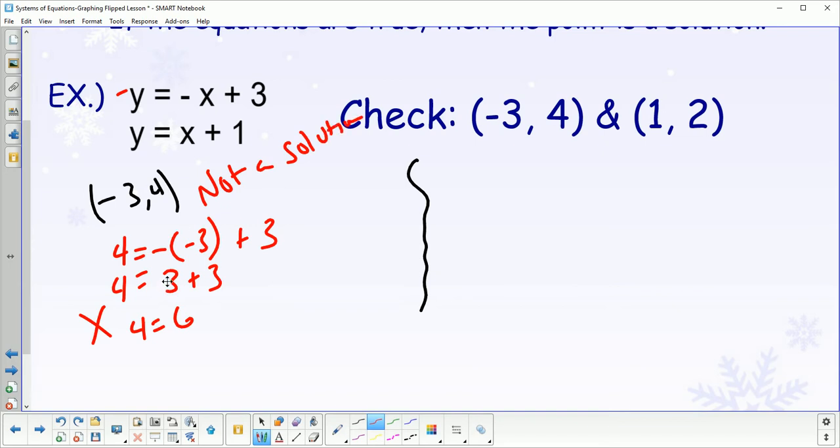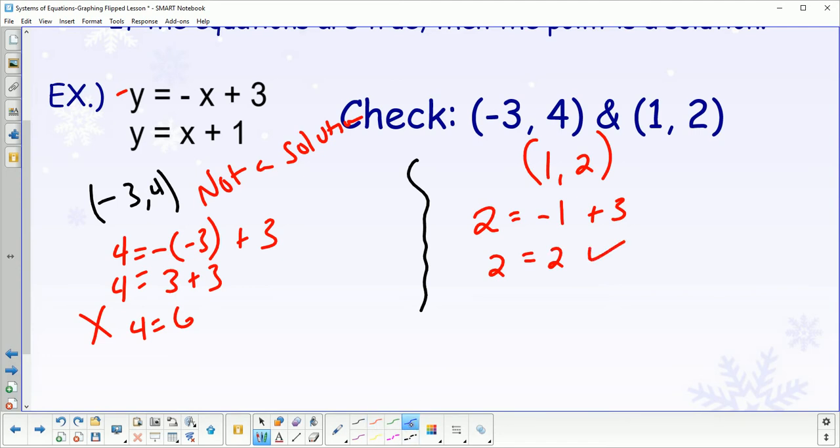Now, it could have worked for this one. If it worked for this one, we'd need to plug into the second one as well. But since it didn't, we don't need to. Now we're going to try over here. Our second one, point 1, 2. So I'm going to plug in, again, that first equation. 2 for y. Now I'm going to have a negative 1 plus 3. And when I simplify, negative 1 plus 3 is 2, so that works.